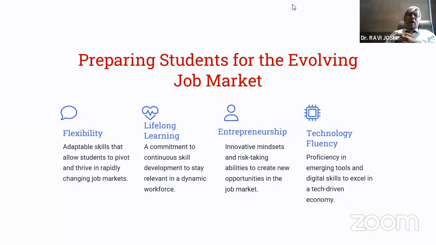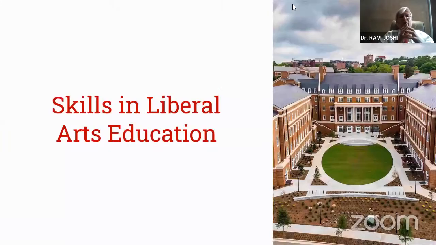And obviously, as we say, our students need to be prepared for the evolving job market. Flexibility is one skill which is now changing. There is lifelong learning. Entrepreneurship. Because of startup policy, we have seen a huge growth in entrepreneurship, and hence across disciplines we need to develop them. And obviously technology fluency is important these days. So in this context, our university education needs to deal with skills education.